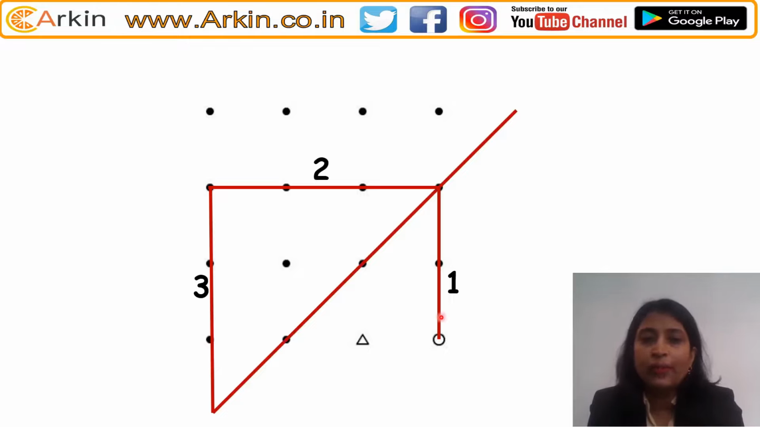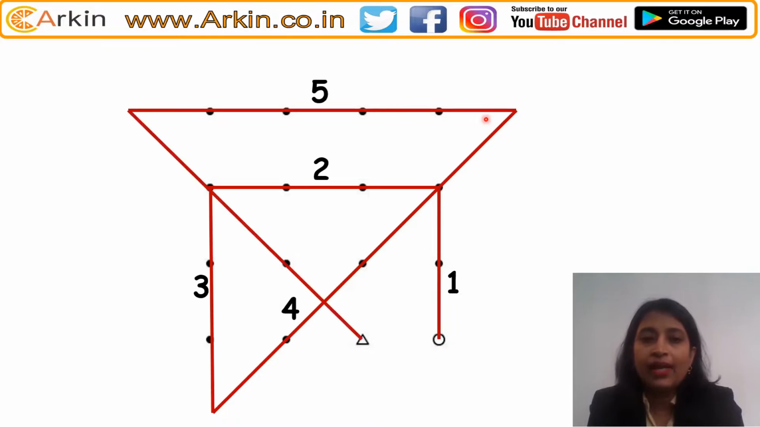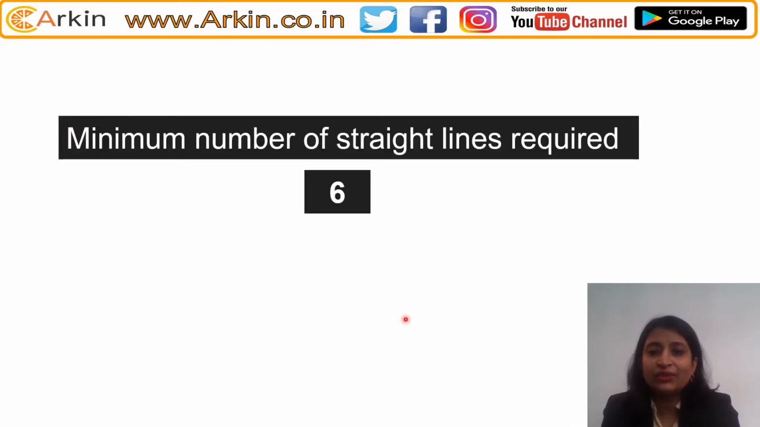So this is 4. Again, I have gone beyond the dots. I have not stopped here because I have to cross all these lines. I have to join all these dots. So this is 4. This is 5. And then with the 6th line, we come to the triangle and we cross all the dots. So that is the answer. The minimum number of straight lines required is 6.